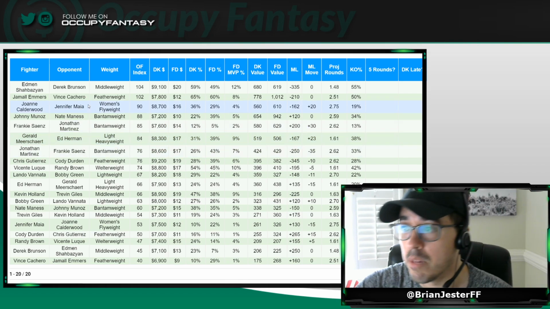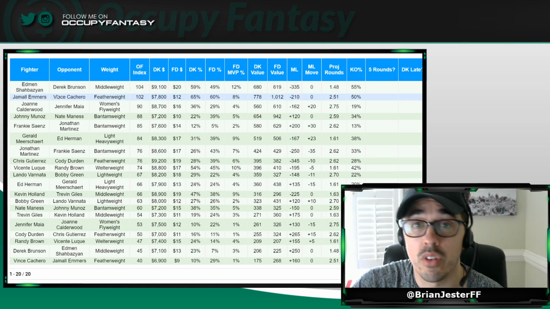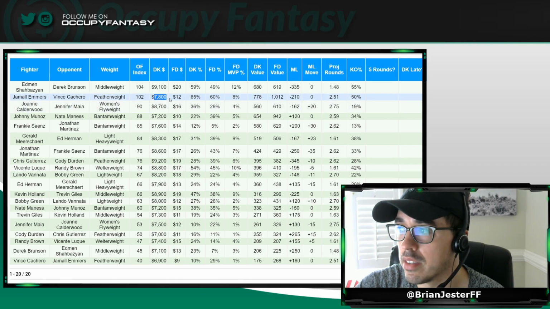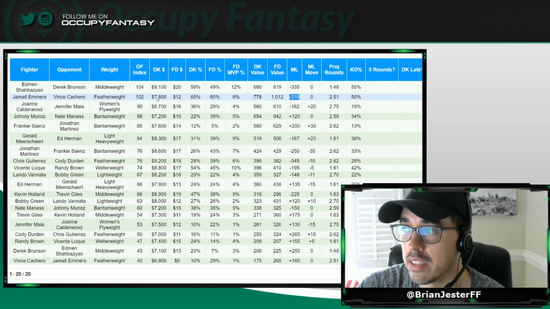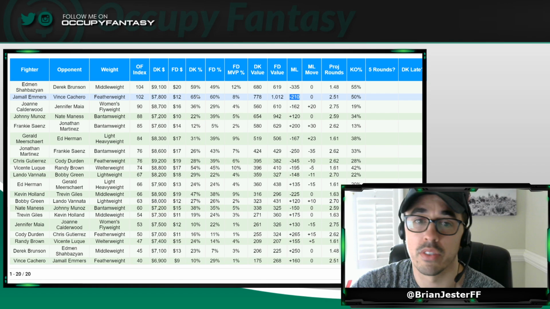Now, Emmers, because he was on the slate and was an underdog to start before his opponent was replaced, was only priced at 7,800. Now he is a minus 210 favorite, and he's only 7,800. So he should be pretty chalky. You see our early ownership projections have him near 60% on both sites.